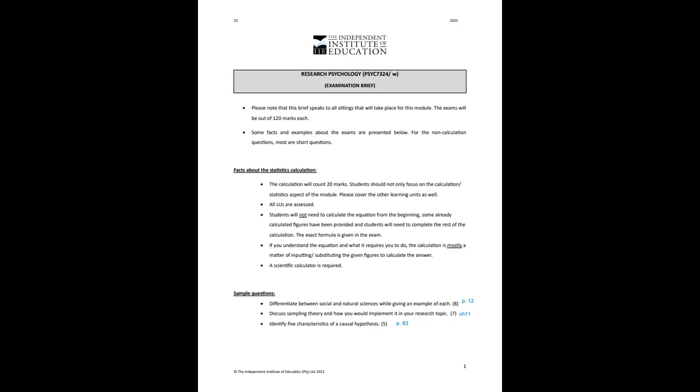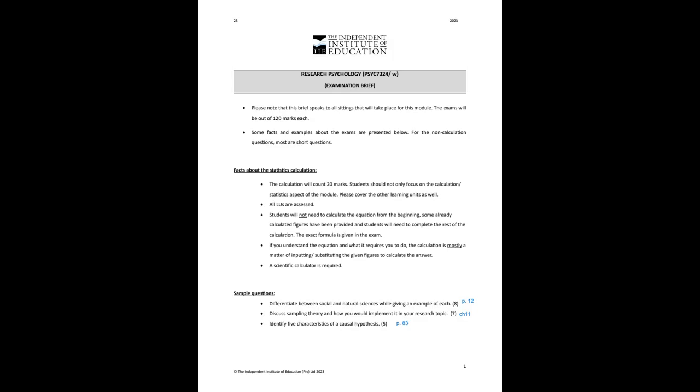The most important thing from this brief is that as long as you understand the equation and what it requires you to do, you will mostly just be inputting or substituting figures that you are given.